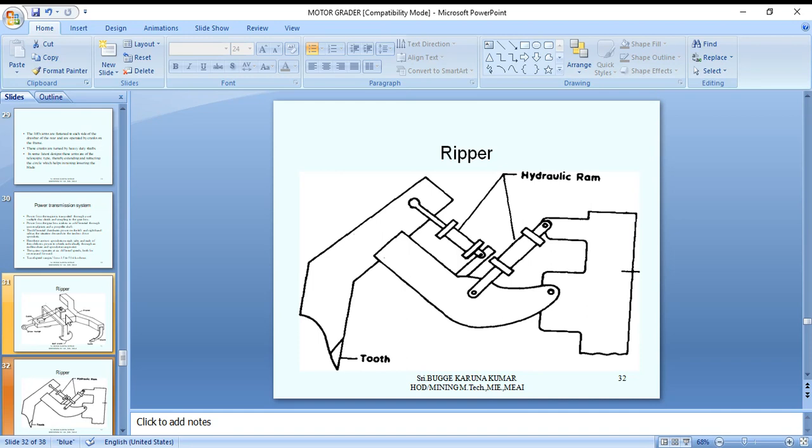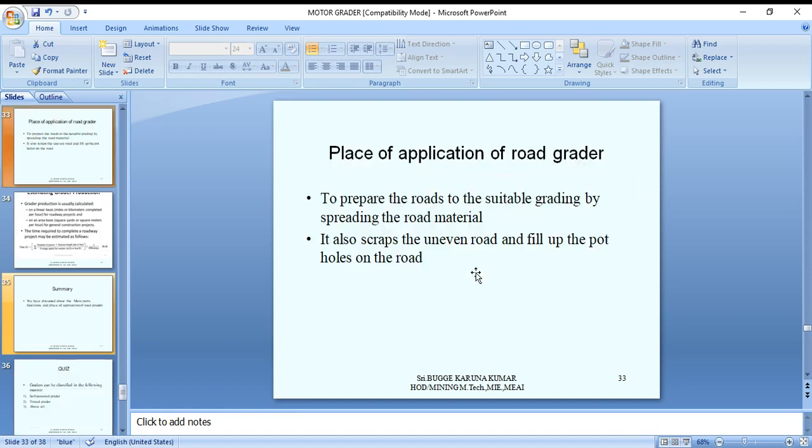Ripper. The hydraulic tooth is also attached to the backside of the motor grader. Some more applications of the road grader are to prepare roads by spreading the road material. It also scrapes the uneven road and fills up the potholes on the road.